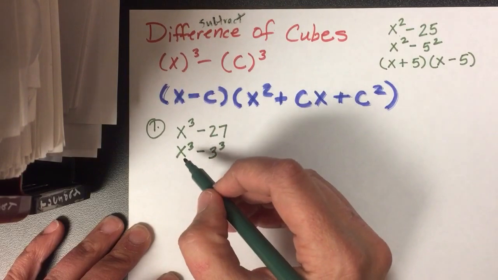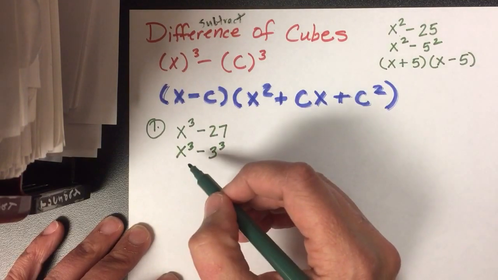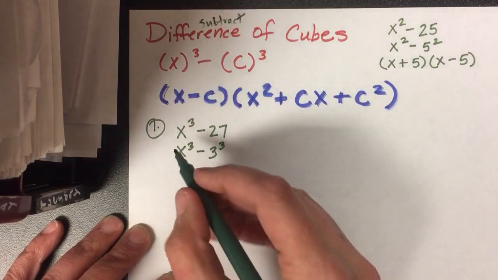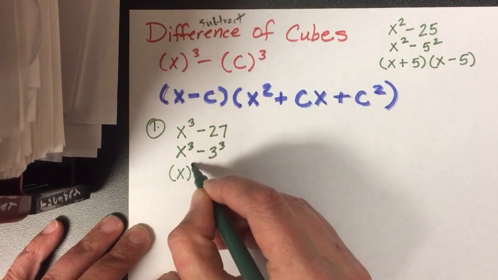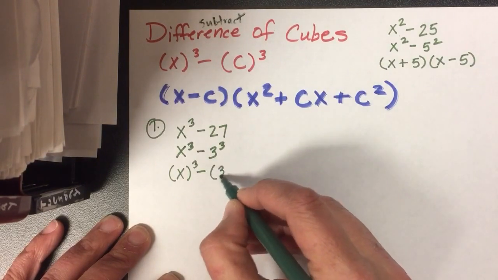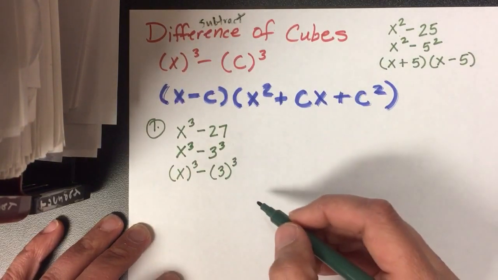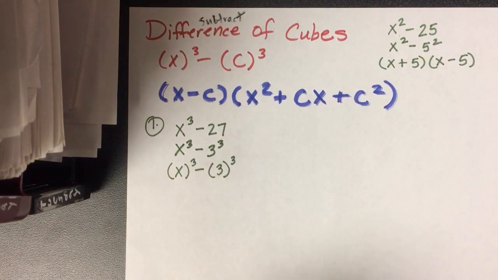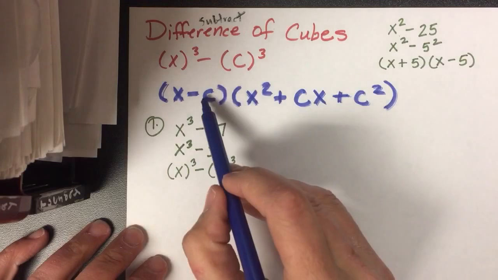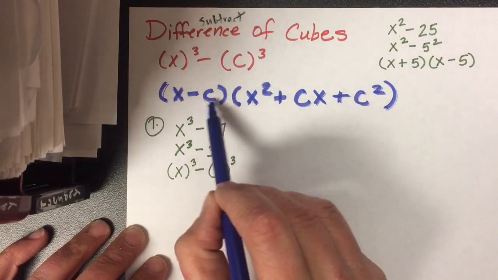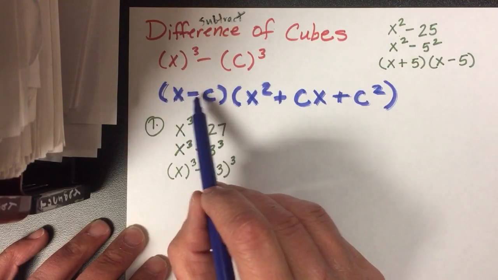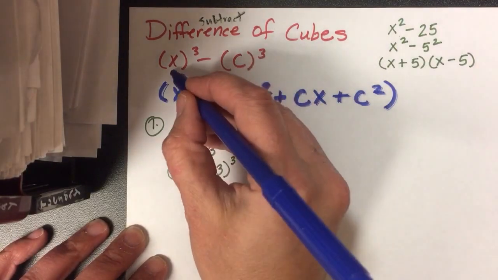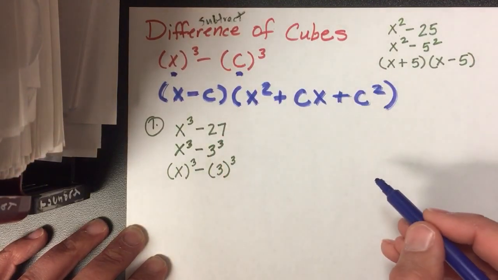Now what I'm going to do is use the parentheses to help me establish my bases. So another way I can write this is x cubed minus 3 cubed. And I like to do this so I can actually see the quantity that I'm using to cube. So let's check out our shortcut again for factoring the difference of cubes. We have x minus c, x squared plus cx plus c squared, based on your two bases, x and c. Those are your two bases.